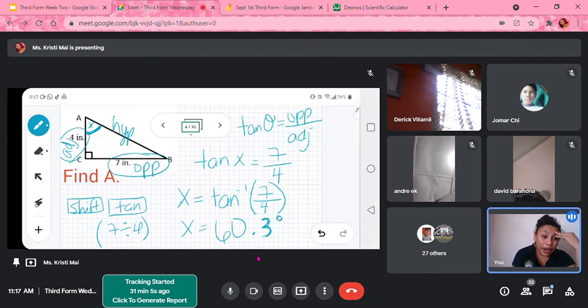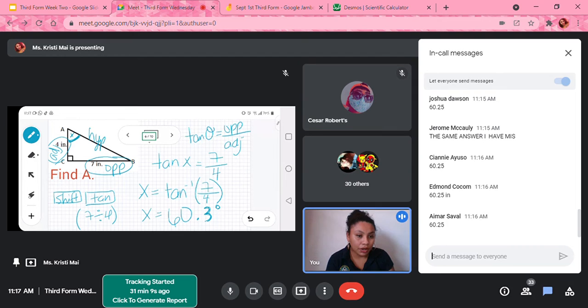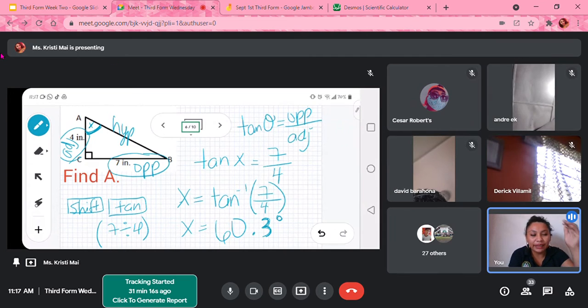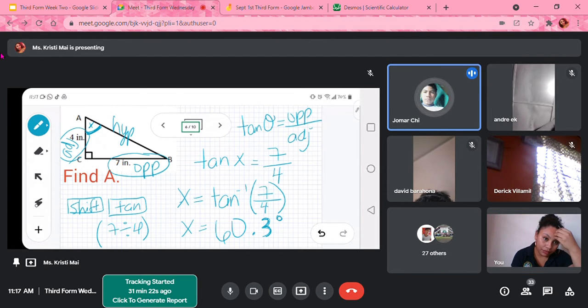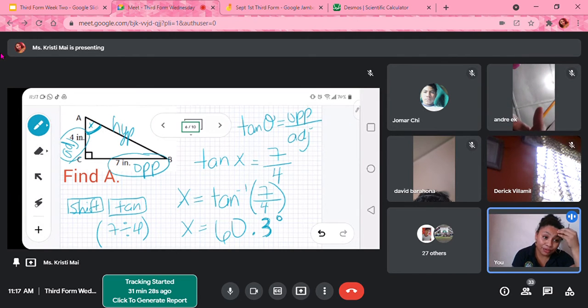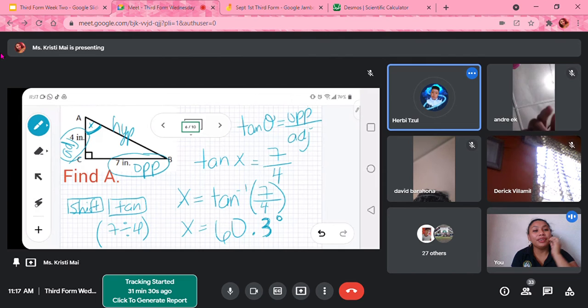Anybody has any questions on this one? Miss, I got 60.25, but I rounded it off. 60.25 is 60.3. It's the same thing. I rounded it off to 1 decimal point. Miss, this is an example, no? Yes, this is an example. Okay, can I move on? Miss, yes. Okay.